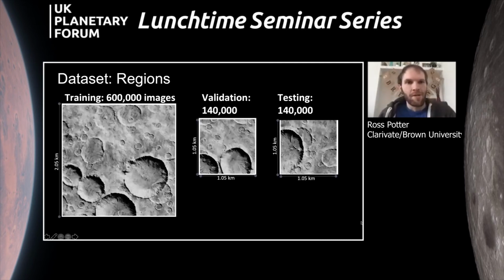Okay, so to look at our various data, we wanted to test our algorithm, so we had to pick out a training area and a testing area. From our virtual moon, we picked an area 2 kilometers by 2 kilometers, which contained 600,000 images to train our algorithm on. We then validated it, tweaking the various models, on 140,000 images, and then tested it on another area, which contained another 140,000 images.